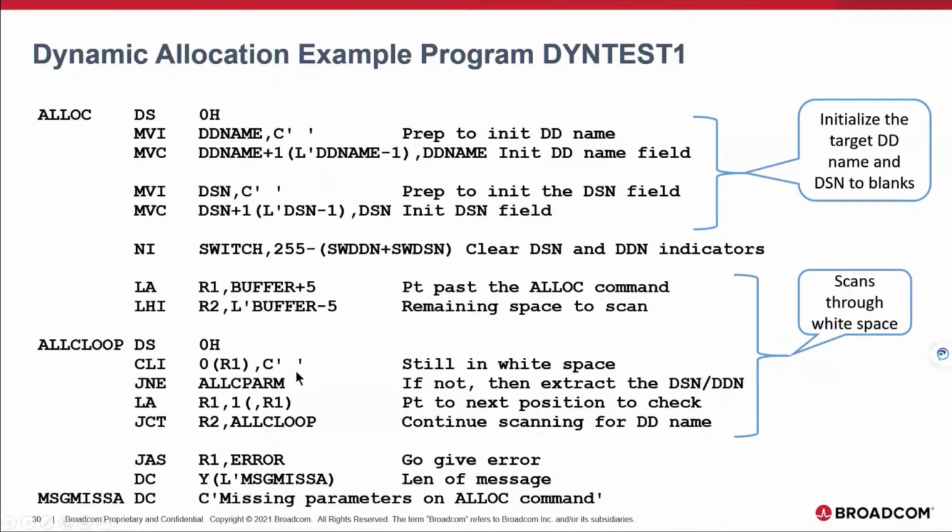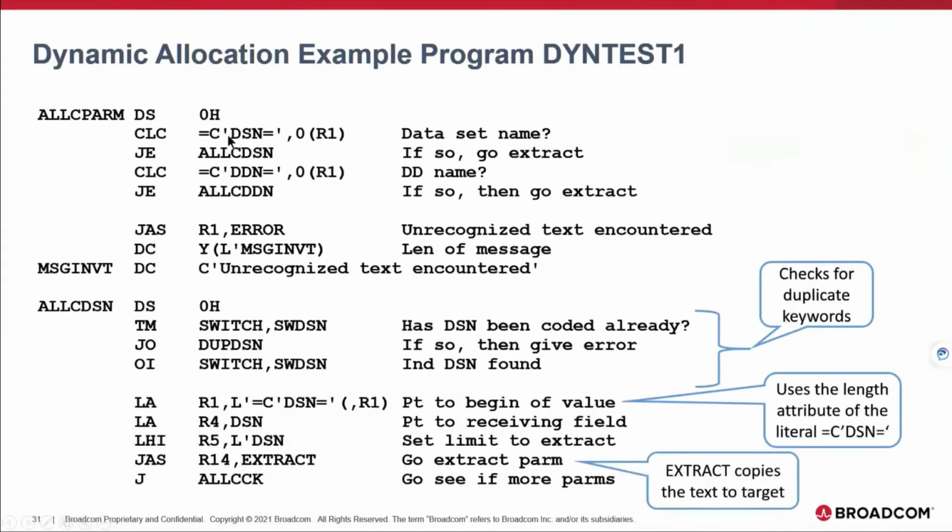And what it will do is this part will scan through the white space until it finds the first non-blank. And then when it looks at that non-blank, it will say, well, is it a DSN keyword or is it a DDN keyword? If it's not either of those, then it fails it. So here we say it's a DSN.